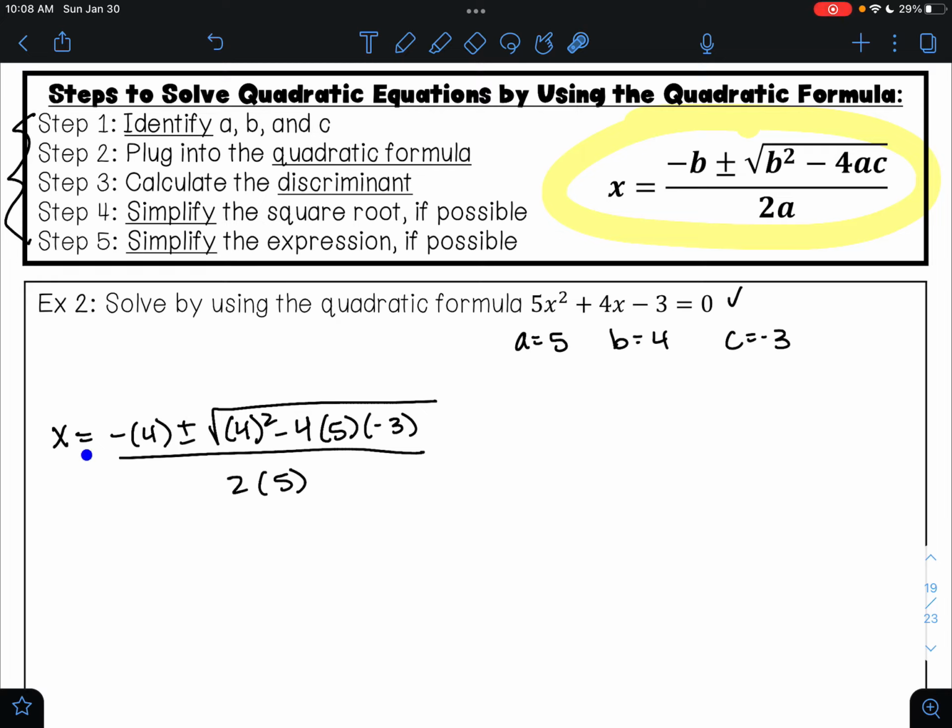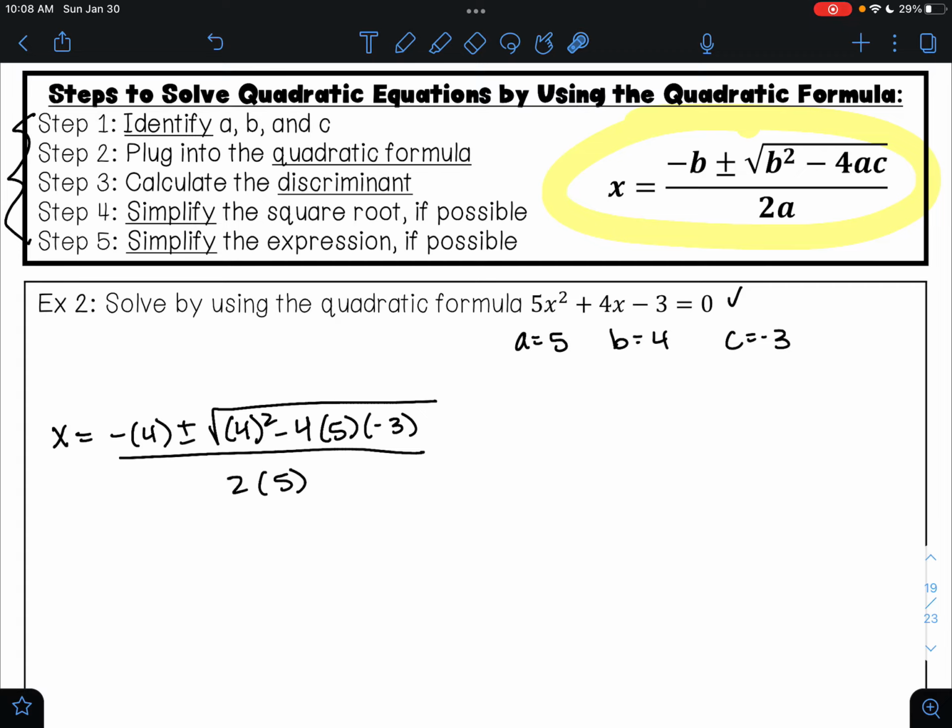Notice how I have x equals and then I have my fraction bar, so the x equals is not a part of the fraction bar. Make sure that your -b and your plus or minus are also over your fraction bar, that you didn't accidentally start it over here. And make sure that your square root bar goes across all of your discriminant.